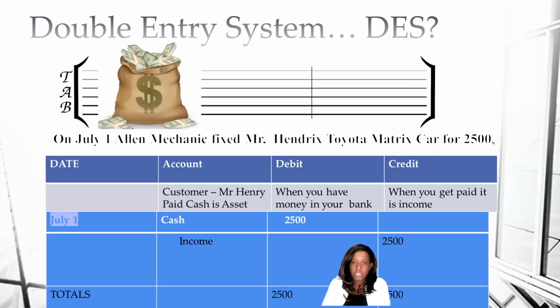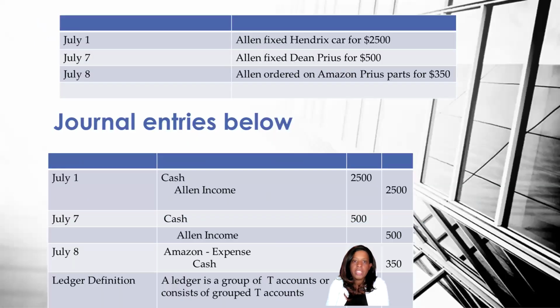So who is Mr. Hendricks? He's a customer. He's paying cash, and cash is what? An asset. So when you get money and you put it in your bank, in your business account, it's a debit. When you get paid and it is income, in your books it is also reported as a credit. Everybody got that? So again, in the double entry system, you record everything twice. Now, let's move on.